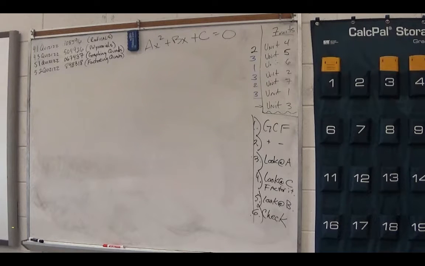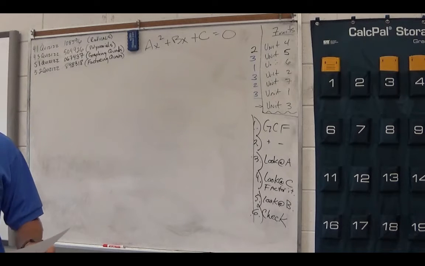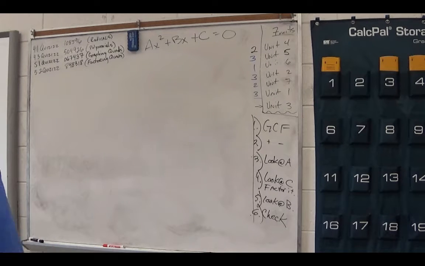All right, here we go. We are reviewing 5.2, which is factoring quadratics. I've given my students guided notes, which has 10 questions, so they won't have to write down each example as I go over it.